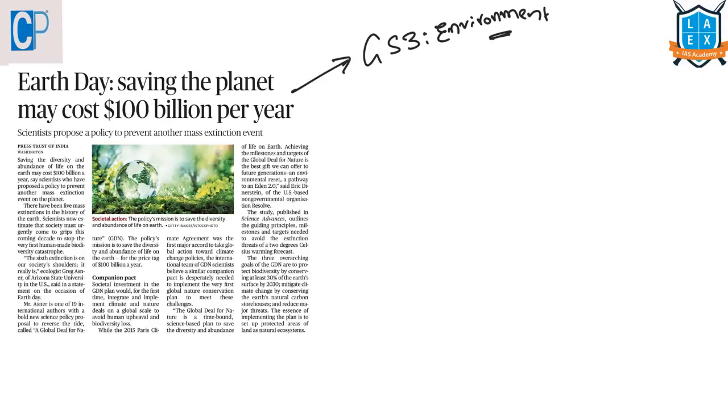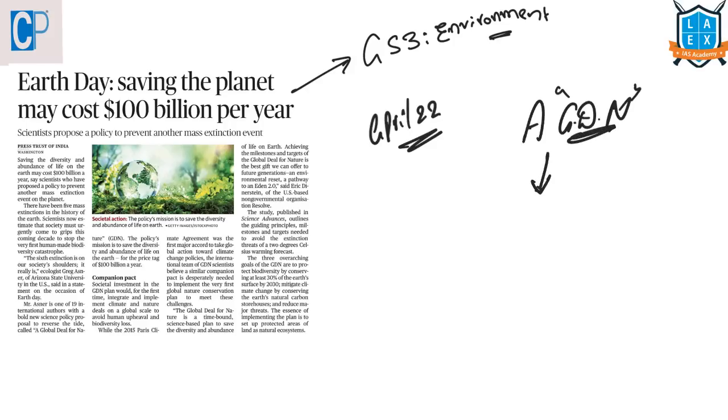Now, the next article is Earth Day. Saving the planet may cost $100 billion per year. This article comes under GS paper 3 under the topic of environment. On the eve of Earth Day, that is celebrated on April 22nd, scientists across the world came up with a new policy proposal. That proposal is a global deal for nature, in order to prevent another mass extinction event.